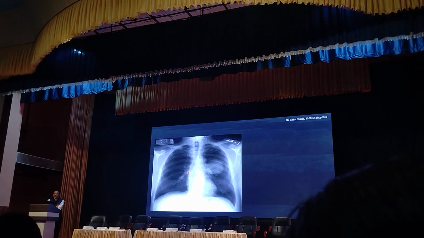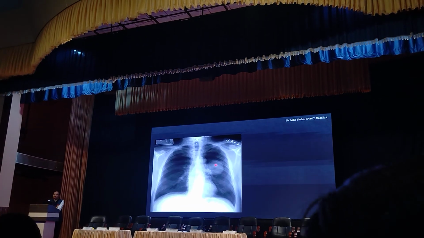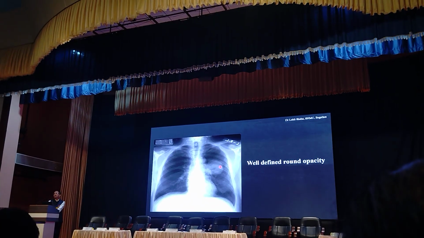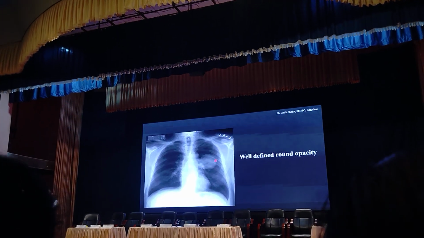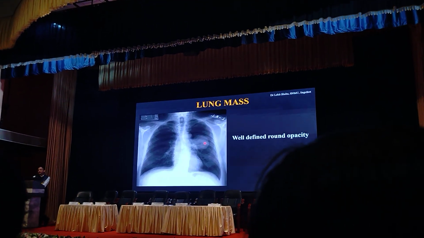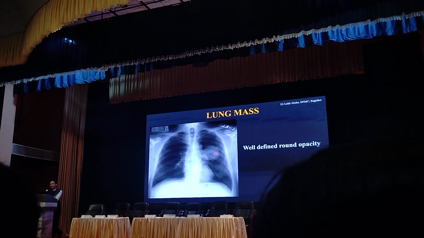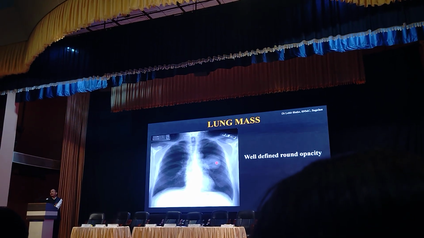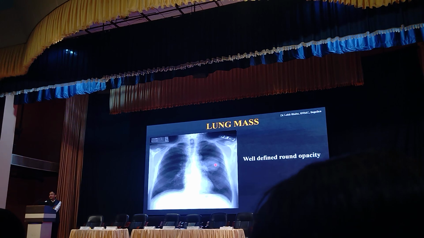So next, in this X-ray, can you find any air space here? Any air space? No. So this is a well-defined round opacity. This is usually what we find in a lung mass. I said that for a lung mass, it should be more than 30 mm in the X-ray.